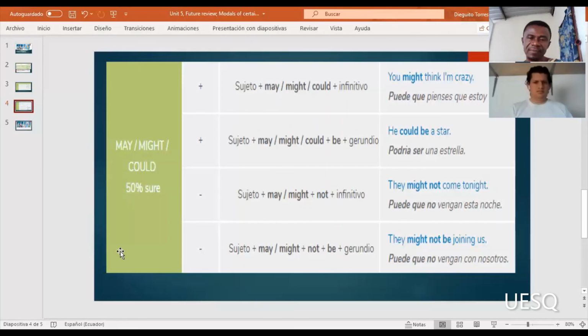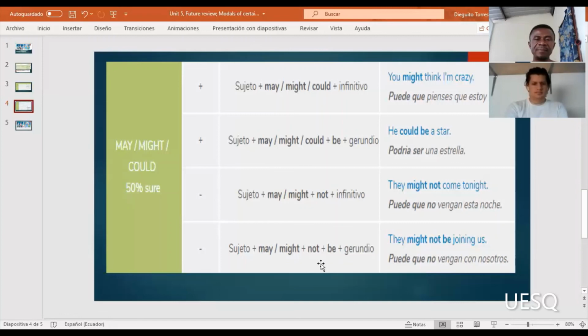It's in English and Spanish for better understanding. Then the other example: you have the subject plus the modal verb may, might, plus the negative not and be before the verb in the gerund form. They might not be joining us, they might not be playing, they might not be coming. Those are all probability or possibilities with be plus the verb in the gerund, ing form.